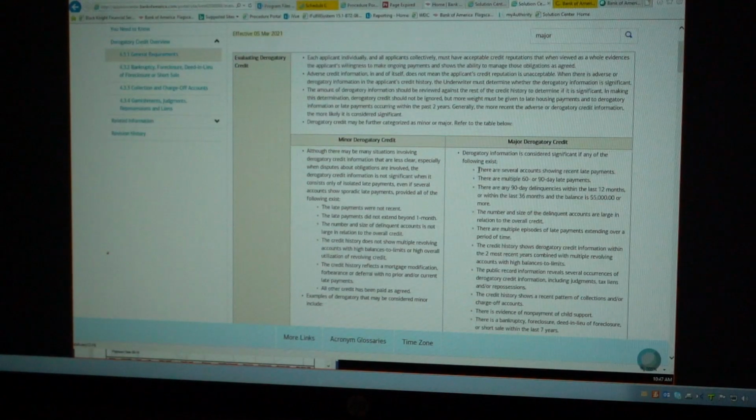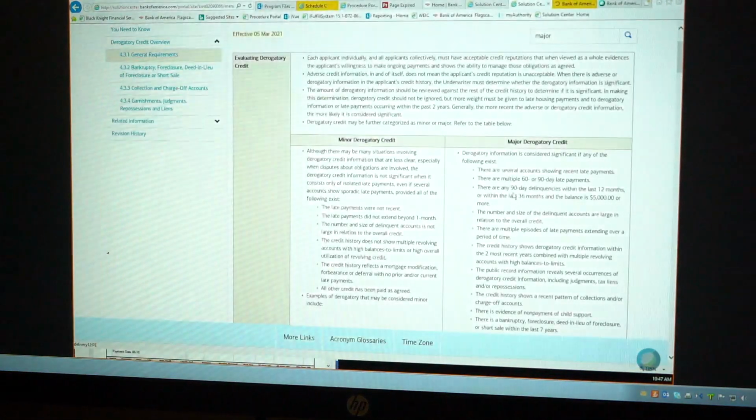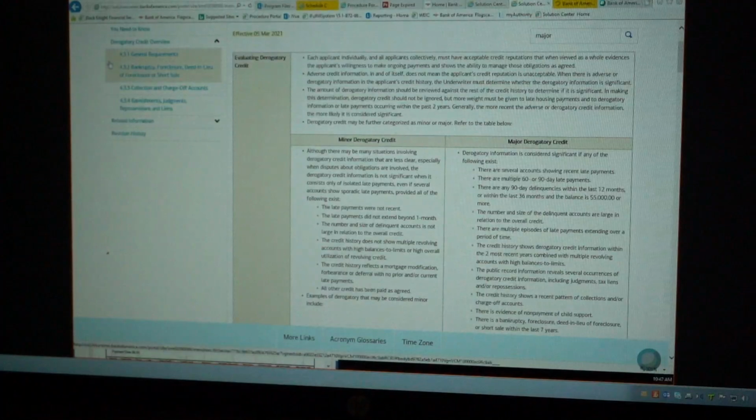of $5,000. So keep an eye on that, because if you see an account that is 90 days late in the last 36 months and it has a balance of $5,000, it's also major derogatory credit. Obviously, this case is a decline.